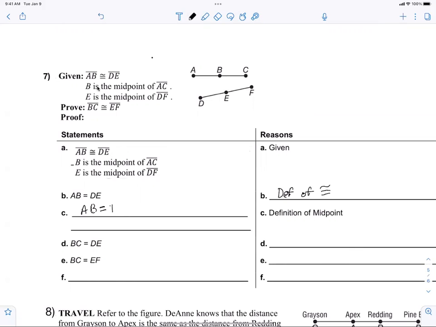AB equals BC. All right, now there's two lines there, probably for another thing we should write. Someone else jump in. DE equals EF. And we learned that from the definition of midpoint. Okay, so come on now.